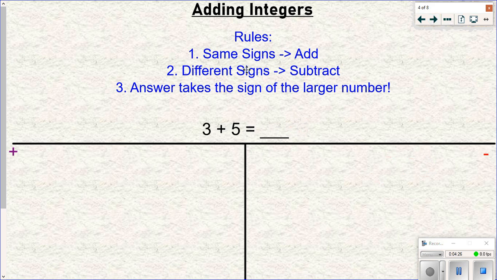So here's another one. These 2 have the same signs. They're both positive. So we're going to just add them together. 3 plus 5 is 8. The bigger number is positive, so my answer is positive.